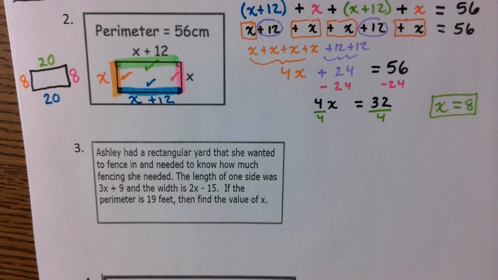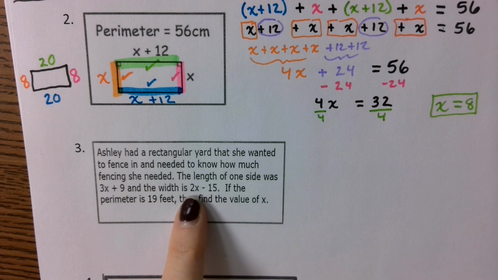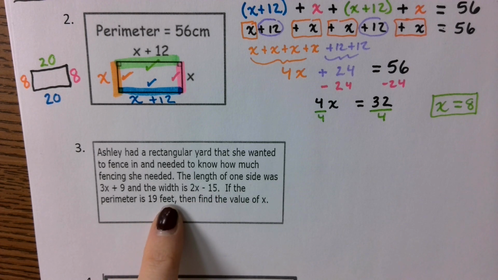All right, let's take a look here. Ashley had a rectangular yard that she wanted to fence in and needs to know how much fencing she's going to need. So fencing is a perimeter. The length of one side was 3x plus 9. And the width is 2x minus 15. So if the perimeter is 19 feet, then what's the value of x?